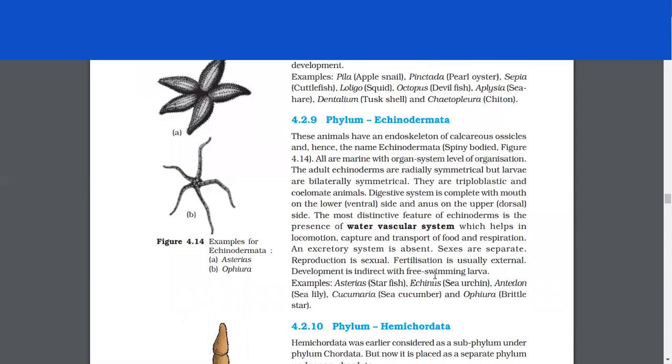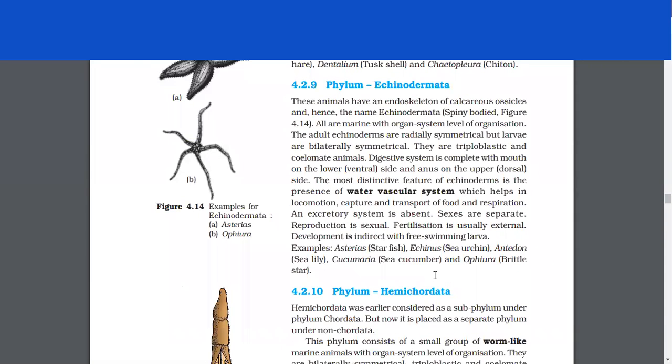Phylum Echinodermata. These animals have an endoskeleton of calcareous ossicles and hence the name Echinodermata. All are marine with organ system level of organization. The adult echinoderms are radially symmetrical, but larvae are bilaterally symmetrical. They are triploblastic and coelomate animals. Digestive system is complete with mouth on the lower side and anus on the upper side.